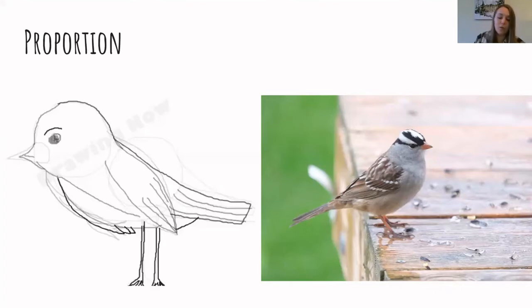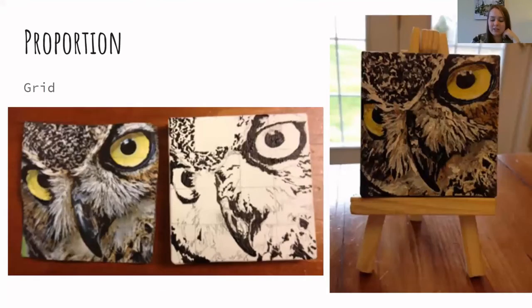So one way to help proportion things correctly is to use a grid. If you have a photo right in front of you, you can draw out a grid on the photo and a matching one on your paper and match box to box, as I did with this great horned owl. So then you're just focusing on one box at a time and trying to get the shape.